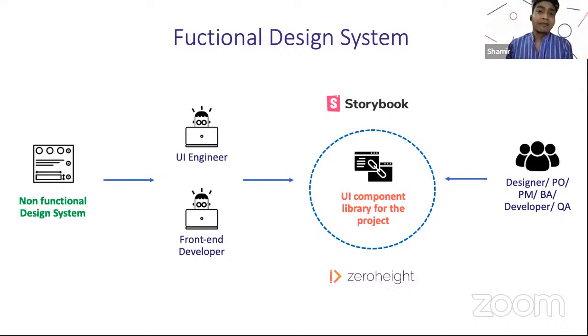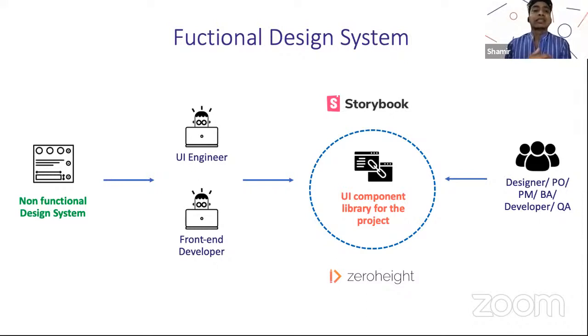To create a functional design system, there are plenty of open source and commercial component libraries out there. Two of them I have mentioned here: one is Storybook, you all would have heard about, and Zeroheight is another product. Storybook is free and open source. Zeroheight is a commercial product.